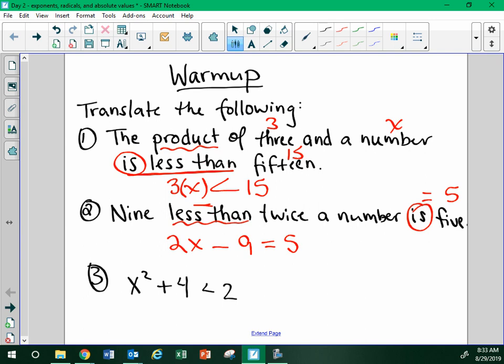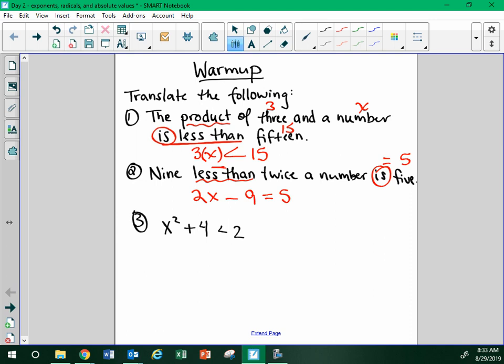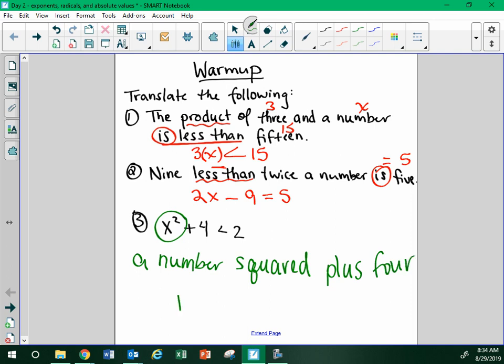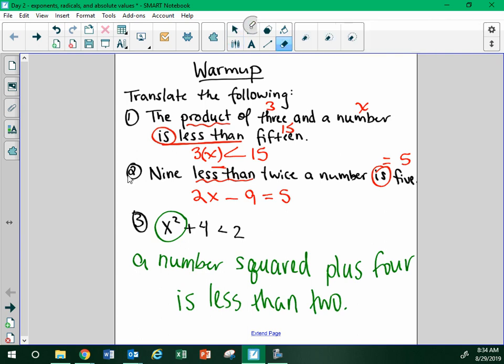Wonderful. So then for number 3, we're going to just write this one out in words. This one you probably haven't seen as often, but this is x squared. So you can either write it as a number squared or a number times itself. I think it's just easier to say a number squared. If there was a little 3 on top, that would be cubed. You can say a number to the power of 2, but again, I think it's easiest just to say a number squared. And then good, you don't have to get fancy with your words, you can just write down how you read it. Plus 4. And don't forget, is less than 2. Okay. Questions with that?